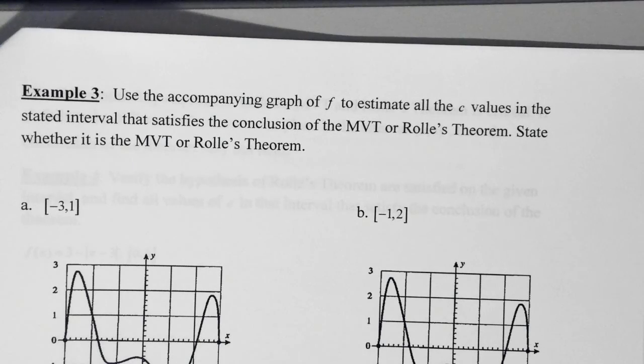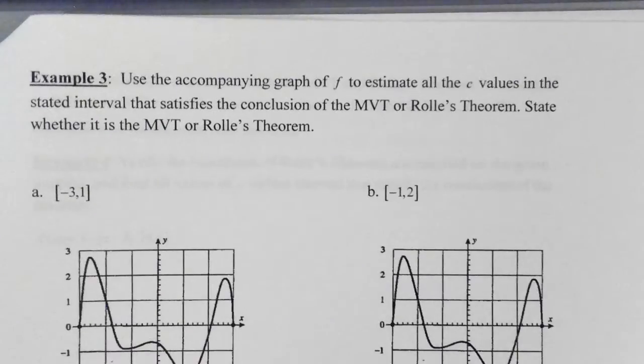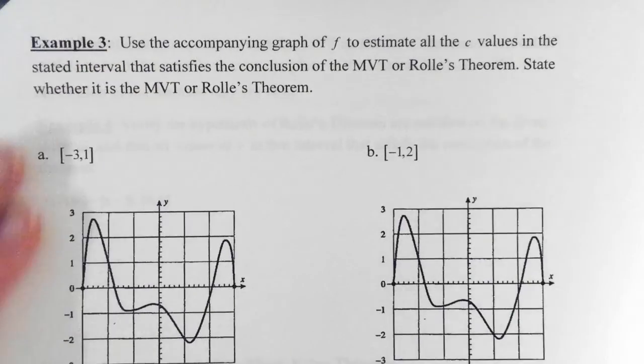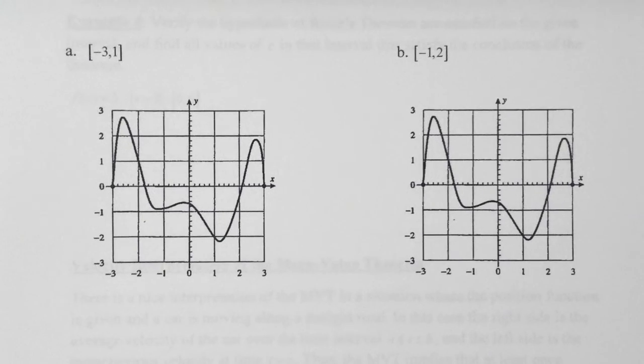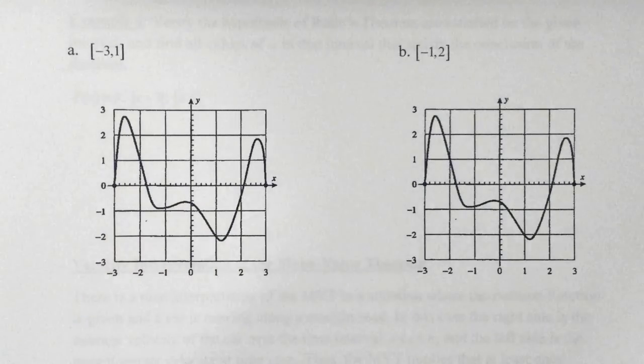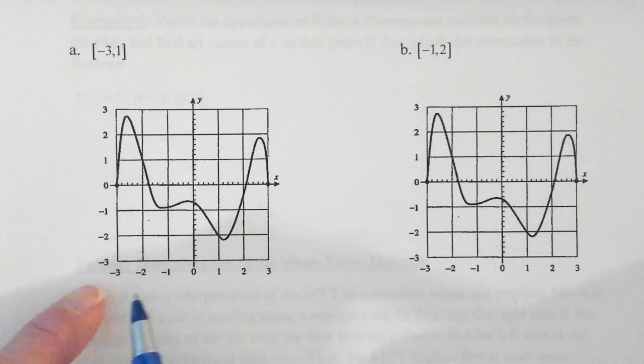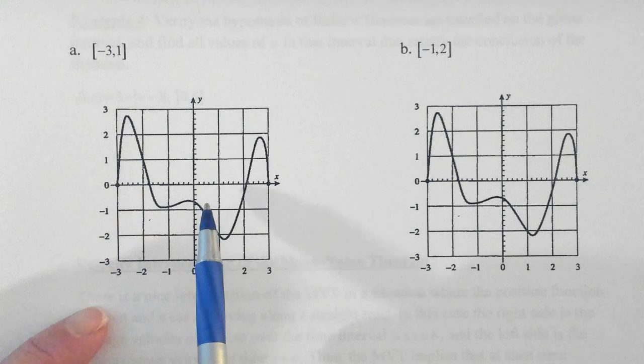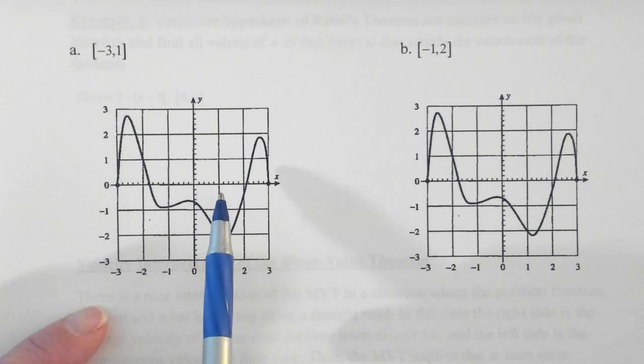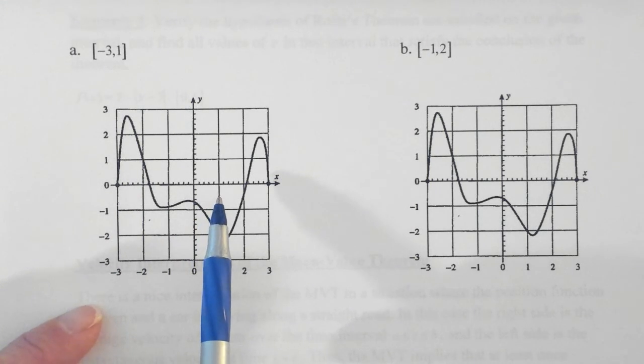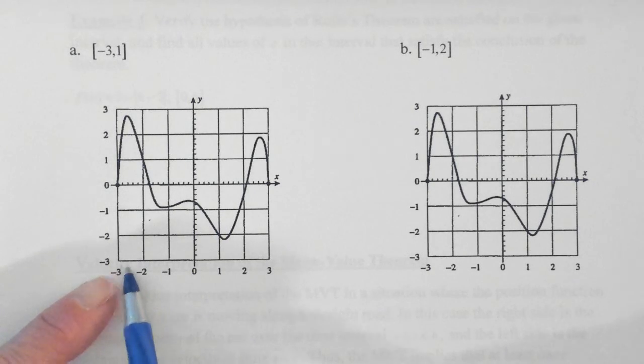From a practice AP exam. So what we're looking at here is over the given interval from -3 to 1, just for A, we're looking to see if we're talking about the MVT or if we're talking about Rolle's. So if we're talking about the MVT on -3 to 1, I need to go from -3, here's my x value, to 1.